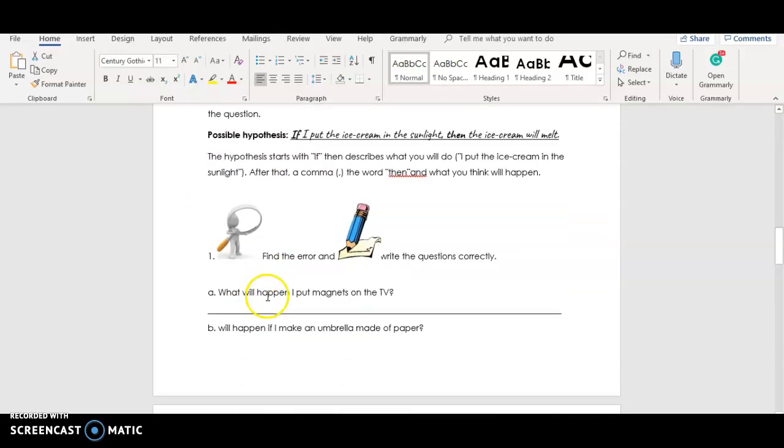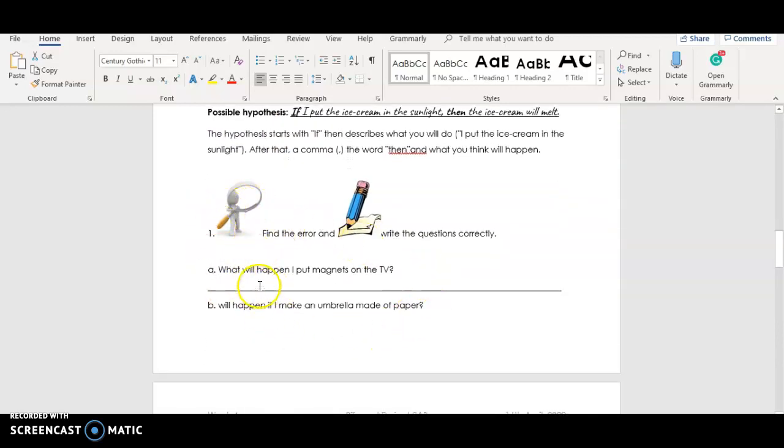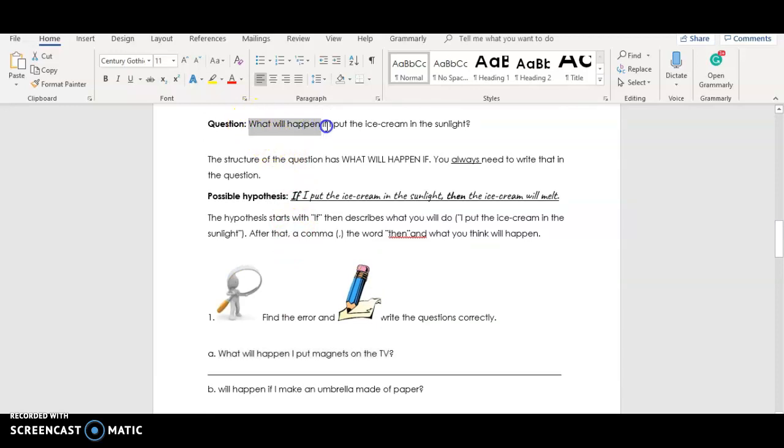For this, we are going to do the first activity. We are going to find the error and write the questions correctly. So you need to look at this question very, very carefully with a loupe. You need to look very carefully and see what it misses. You can see the example. And when you find the mistake or the missing word, you are going to write it here in this line.